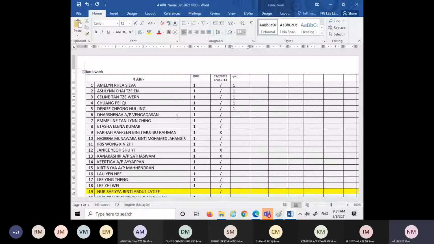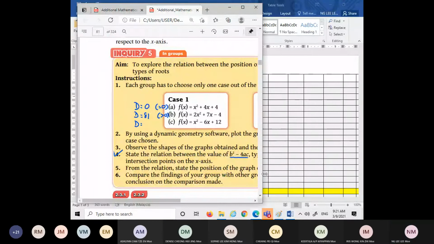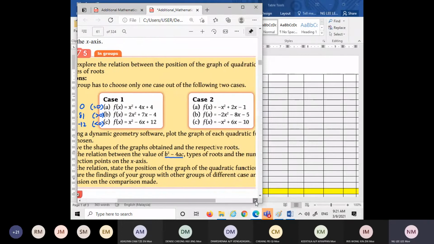Next girl will be Dashina. Yes, teacher. Can you help for case 1C? What is b squared minus 4ac? Teacher, negative 12. Negative 12, yeah. So this is smaller than 0. Now I have done case 1. Thank you.